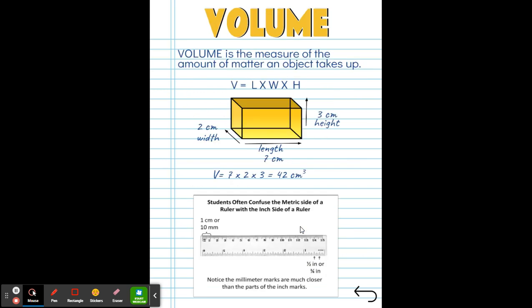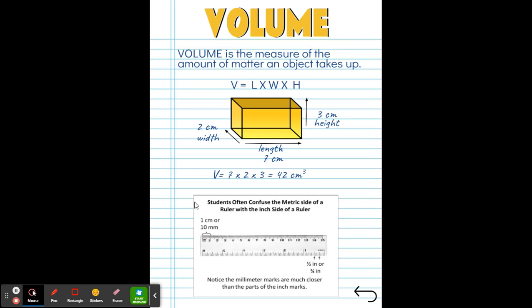Volume is the measure of the amount of matter an object takes up. So here, to get the volume, we would take the length, 7 centimeters, multiply it by the width, 2 centimeters, and multiply that by the height, 3 centimeters. So 7 times 2 times 3 is 42.